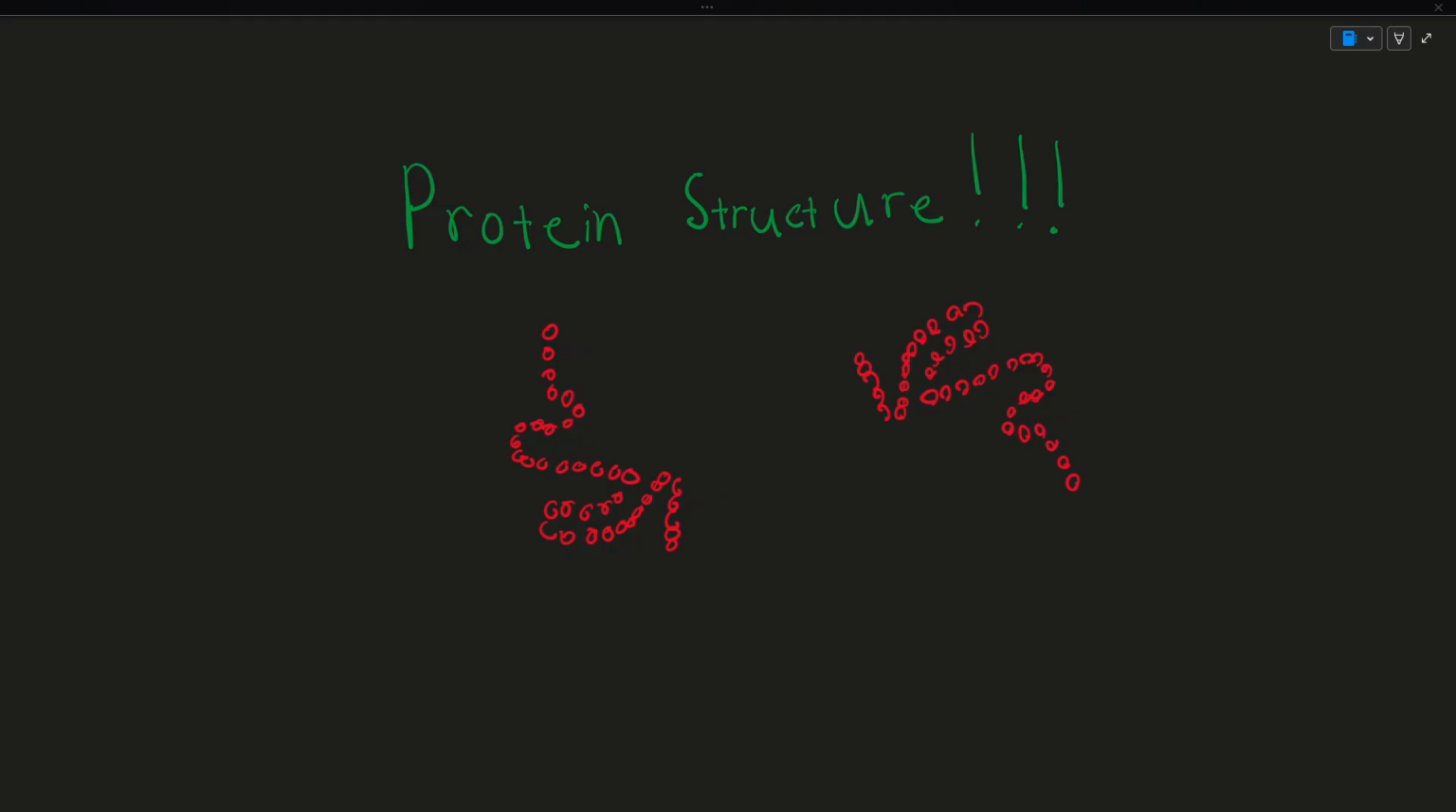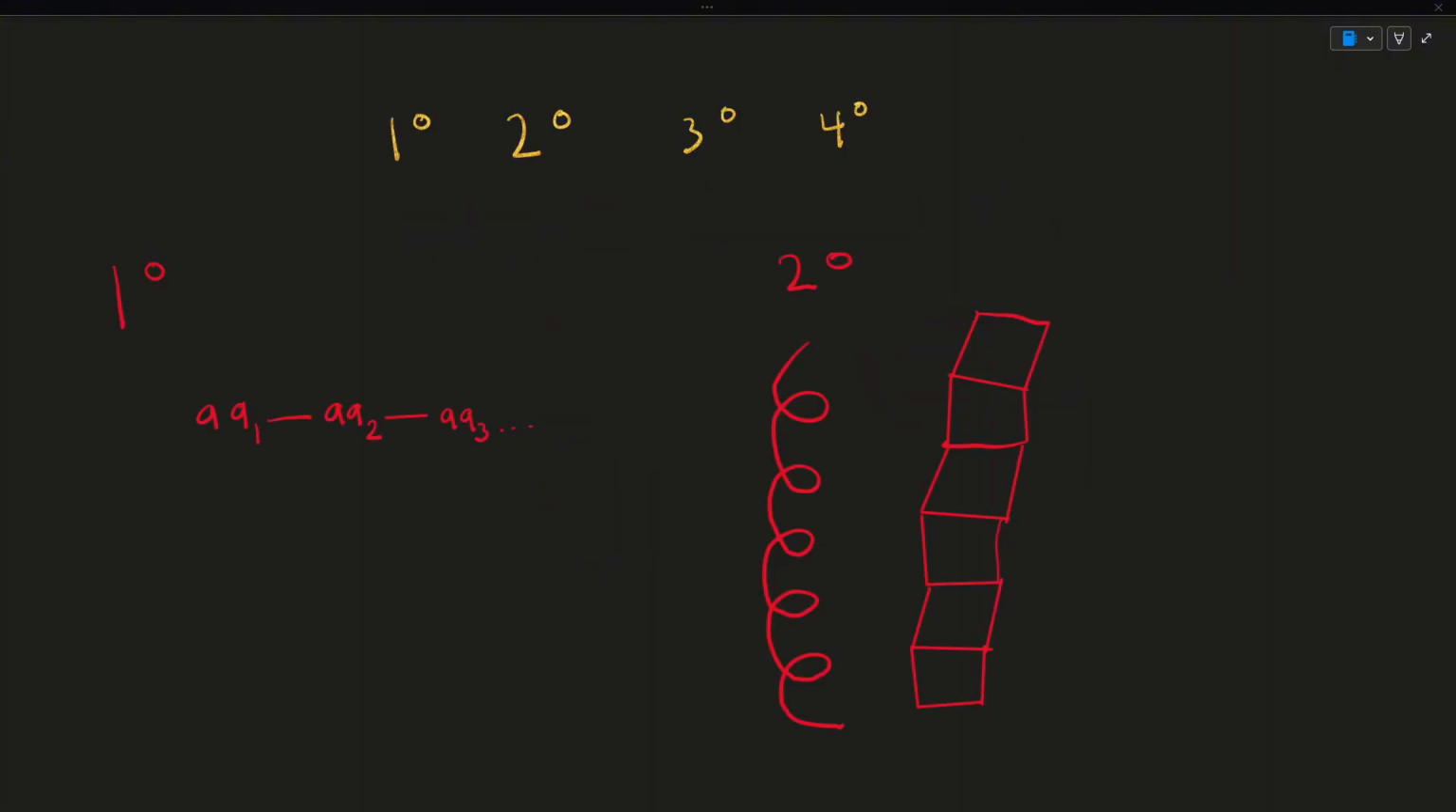An example of this is sickle cell anemia, which is caused by an amino acid swap. This highlights the importance of its structure and its function in biology and medicine. Protein structure can be divided into 4 levels: the primary, the secondary, the tertiary, and the quaternary. The primary structure is just the linear sequence of amino acids determined by peptide bonds, as seen here.